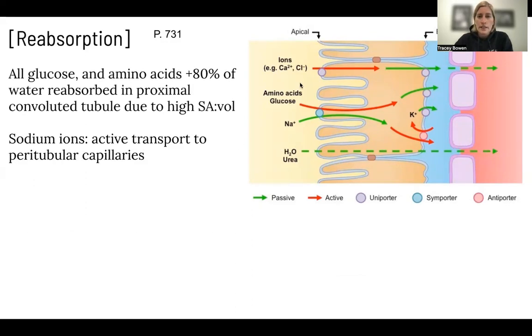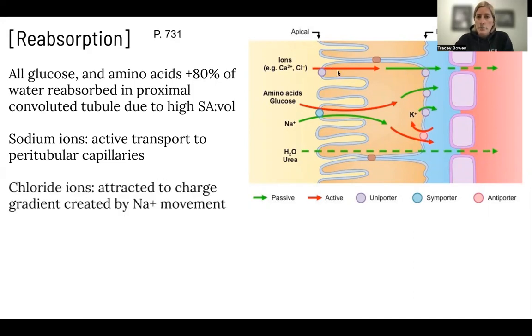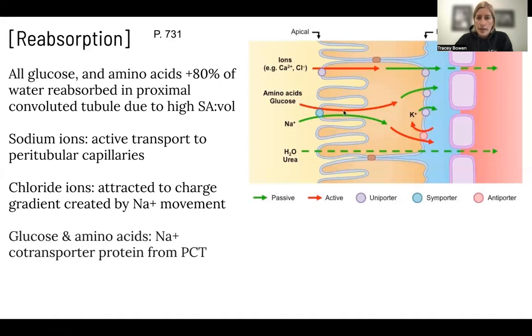And the different ways that this transport is happening is, so this is inside the tubule here. You can see that these are the villi, the little finger-like projections that are going to increase the surface area. And then this is the blood vessel here. So sodium ions are getting transported out through active transport. And then chloride ions are going to be attracted by the charge of the sodium ions on the outside. Sodium is actually working as a co-transporter with amino acids and glucose.